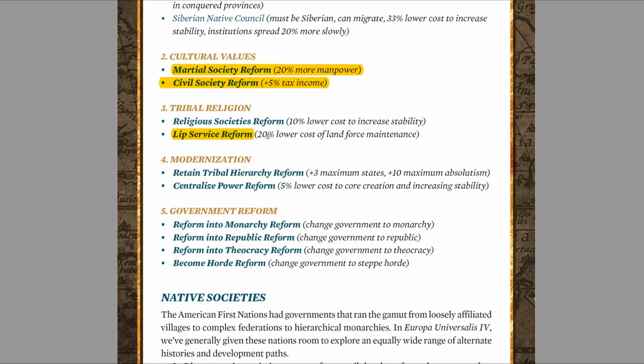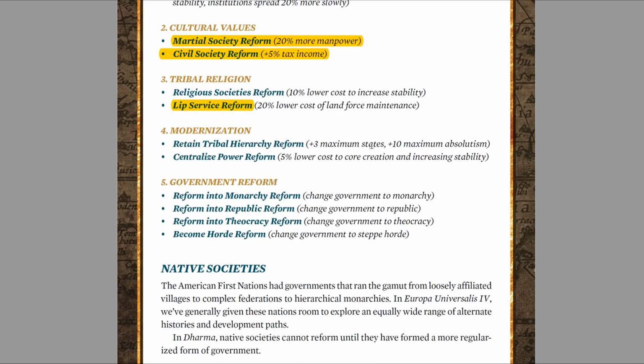20% is pretty significant. Fourth reform: +3 maximum states, +10 max absolutism, 5% lower cost to core creation increased. Oh my god. Okay, both of these are pretty good, and someone will have to do the math here and see which one is better, the +10 max absolutism or 5% lower core creation cost. We'll have to figure out which is better.